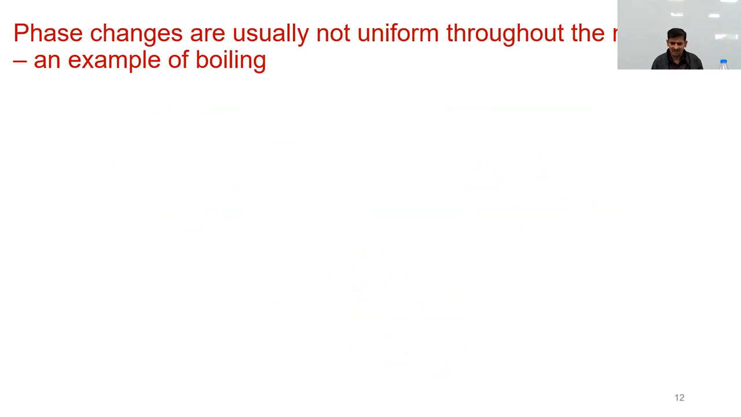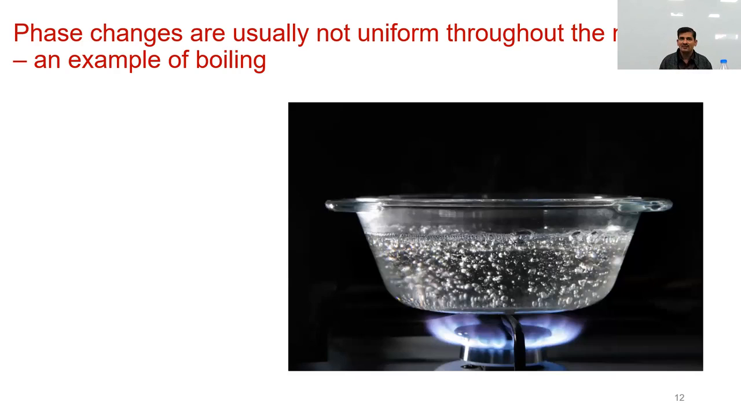So here's an example. And like I said, phase changes are usually not uniform throughout the material. Here's a day-to-day example of boiling. Say we are boiling water. Once we reach the boiling point, it's common experience that we don't see the water suddenly disappear, but we do get these bubbles, spherical bubbles. And any idea why the bubbles are spherical here? Why they're not square?